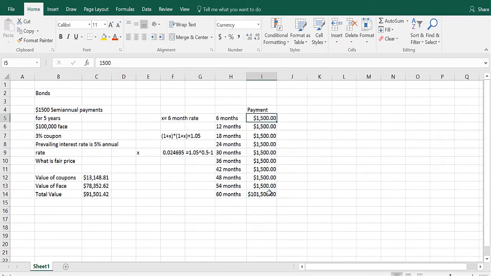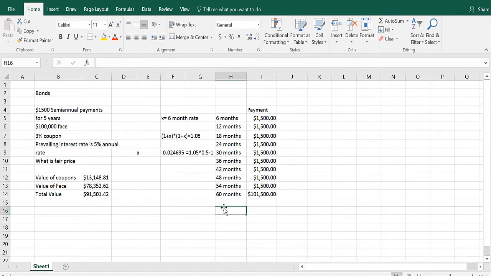But what rate of interest do we use for 6 months? Well, let's suppose the prevailing interest rate is 5% per year. Let X be the 6-month rate. So $1 would grow to 1 plus X in 6 months, and that 1 plus X would grow by a factor of 1 plus X in the next 6 months. So 1 plus X times 1 plus X must equal 1.05. You solve that, and you get that your semi-annual effective rate is 2.47%.